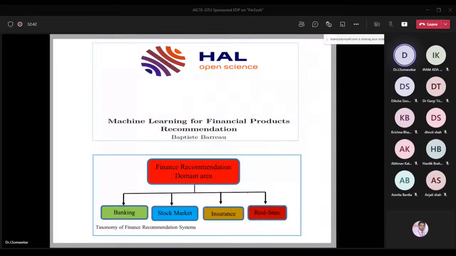And one more thing I'm going to explain: machine learning for financial product recommendation. This is also a very, very interesting topic, how a machine learning recommendation system will work for banking, stock market, insurance, real estate, etc. in the finance domain. It's very interesting because just as we get recommendations of movies or YouTube videos, the recommendation system will help in recommending financial products in the finance field. We will discuss that when we come to the end of the session.